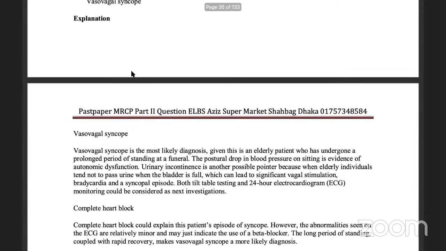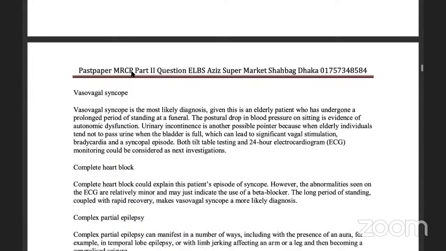Vasovagal syncope is the most likely diagnosis given this is an elderly patient who has undergone a prolonged period of standing at a funeral. The postural drop in blood pressure on sitting is evidence of autonomic dysfunction. Urinary incontinence is another possible pointer, because elderly individuals tend not to pass urine when the bladder is full, which can lead to significant vagal stimulation, bradycardia and a syncopal episode. Both tilt-table testing and 24-hour ECG monitoring could be considered as the next investigation.